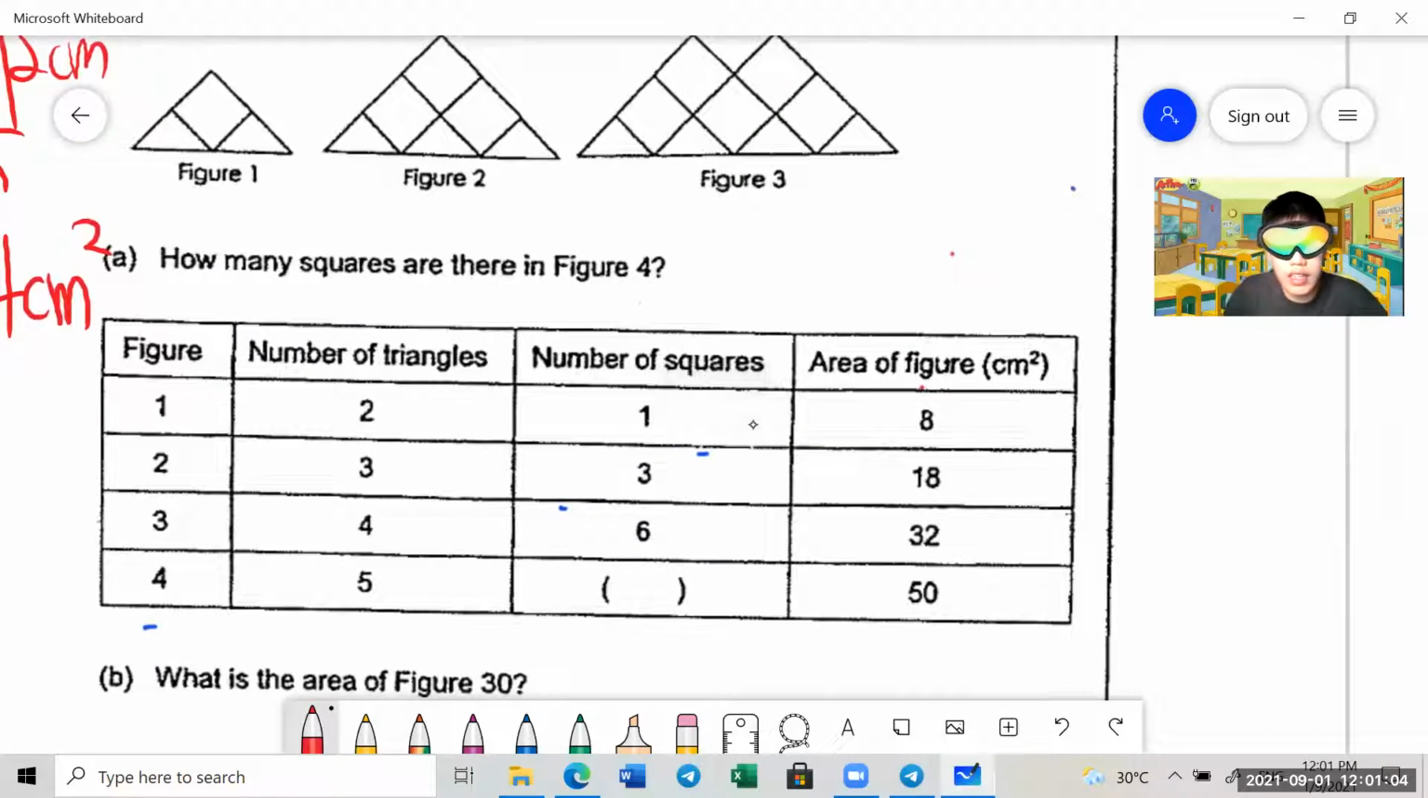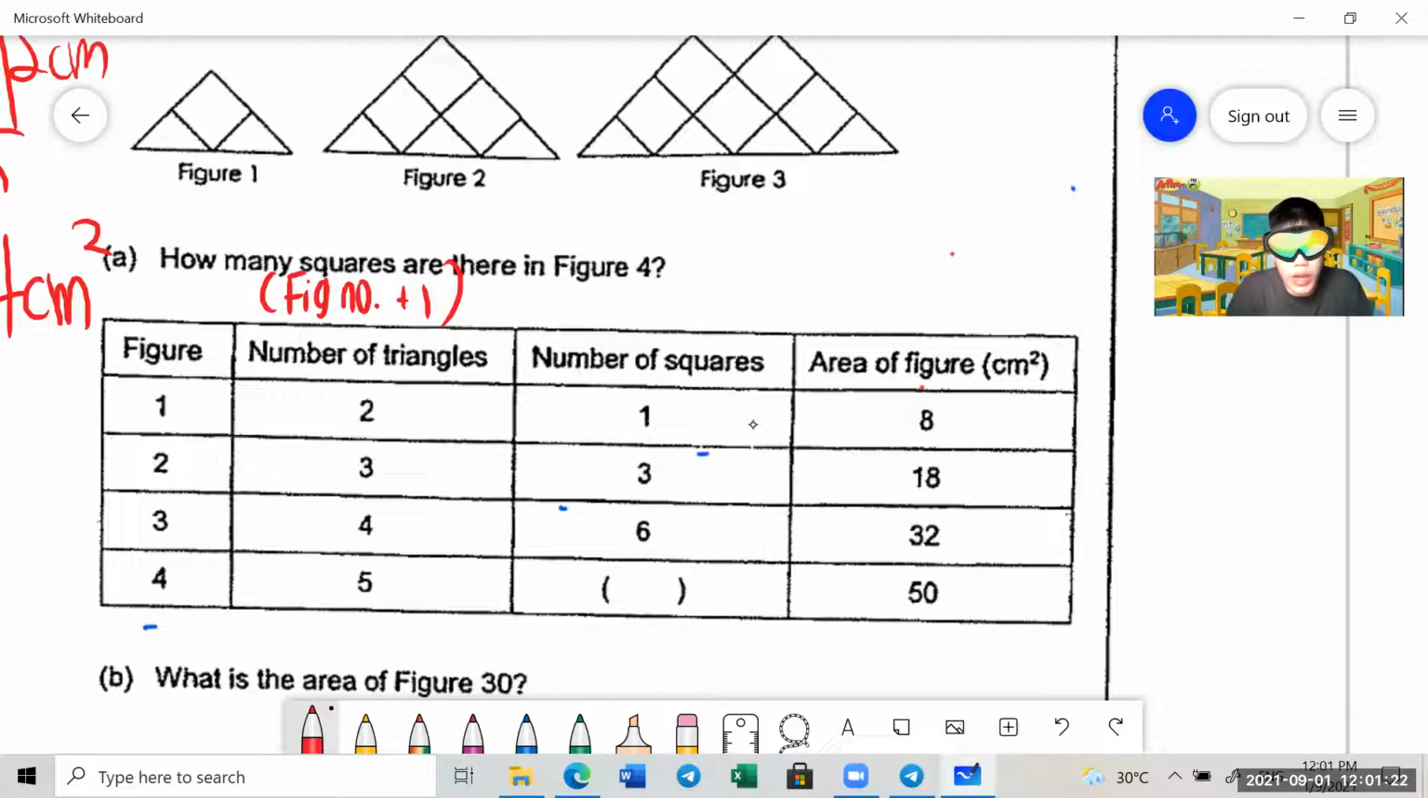Now, looking at this, all you need to do is look at the number of triangles. The number of triangles shows you one thing, right? That the number of triangles is actually one more than the figure number. That's what you need to know. In fact, that's one thing you can write down: the number of triangles is simply the figure number plus 1.